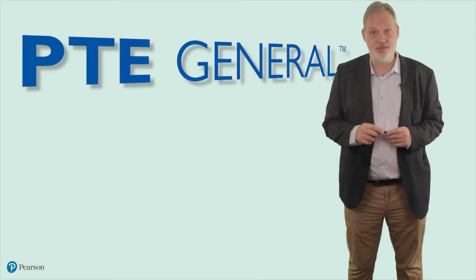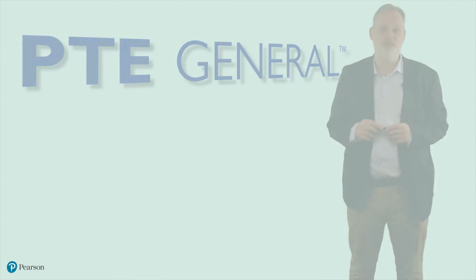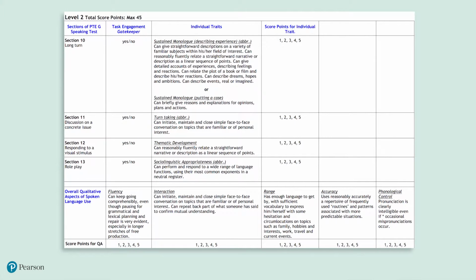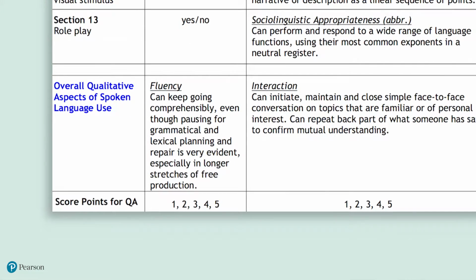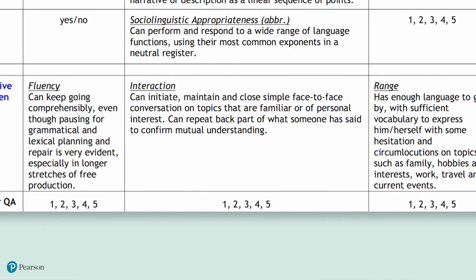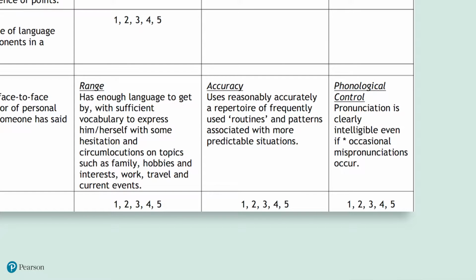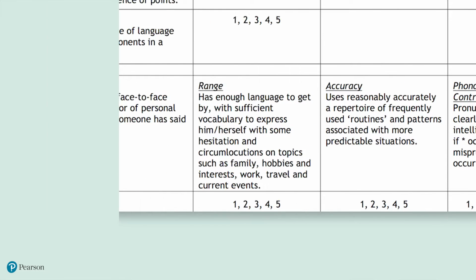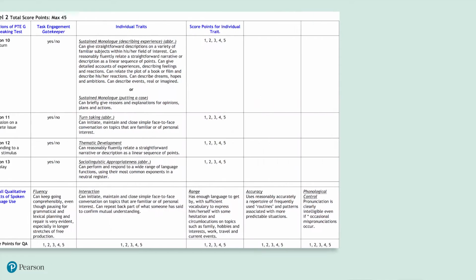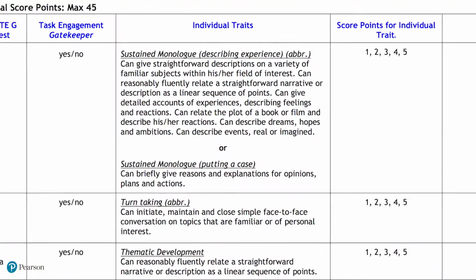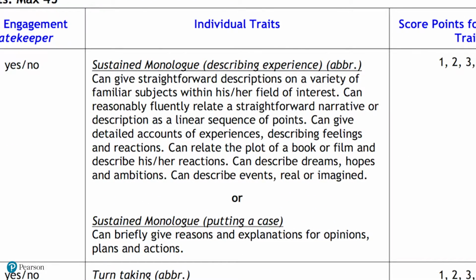What are the categories? There are 2 groups of them. One group is global, applied to assess the whole oral exam. The criteria are commonly used by many teachers who evaluate oral performance and include fluency, interaction, range, accuracy, phonological control. The other group is called individual item traits. These are the criteria applied to assess each section of the oral test individually.